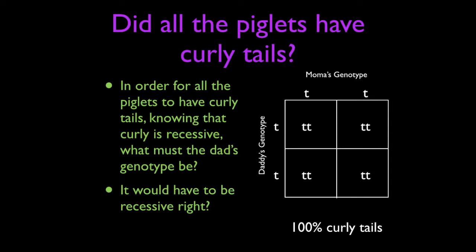So question number 1, did all the piglets have curly tails? In order for all the piglets to have curly tails, knowing that curly is recessive, what must the dad's genotype be? It would have to be recessive, because remember, with recessive you have to have 2 alleles of it. There has to be 2 little t's. Well, the only way to get 2 little t's across the board, knowing that the mom's genotype is little t, homozygous recessive, the dad would have to be homozygous recessive as well. This will give you 100% of curly tails.